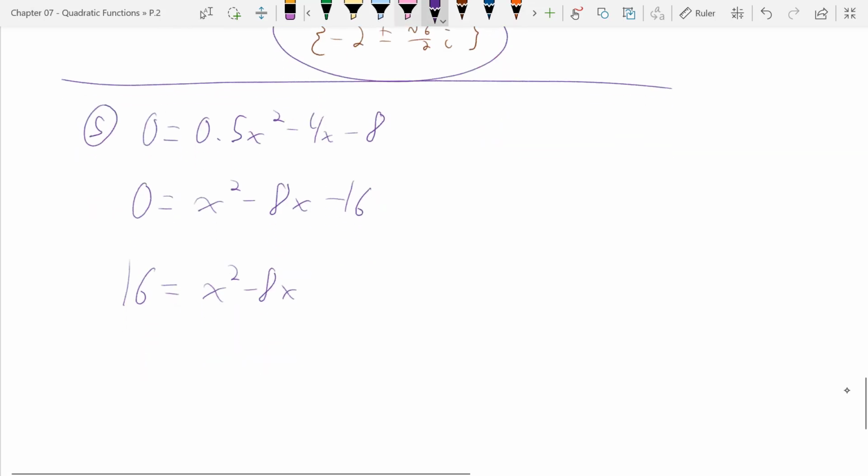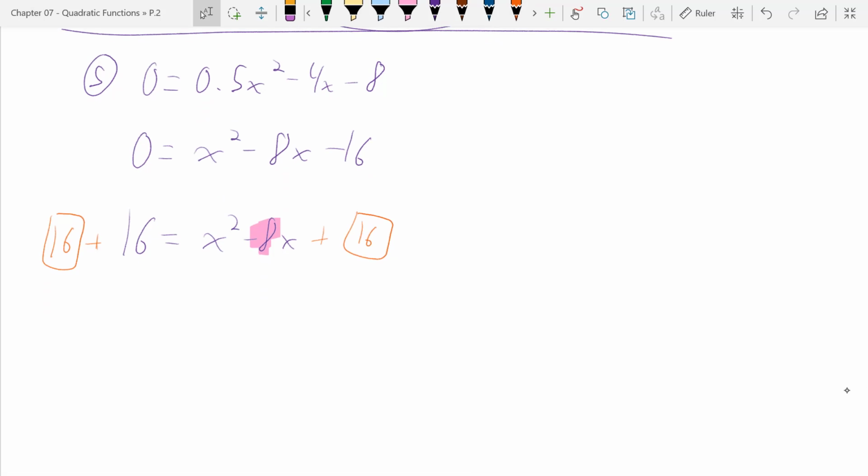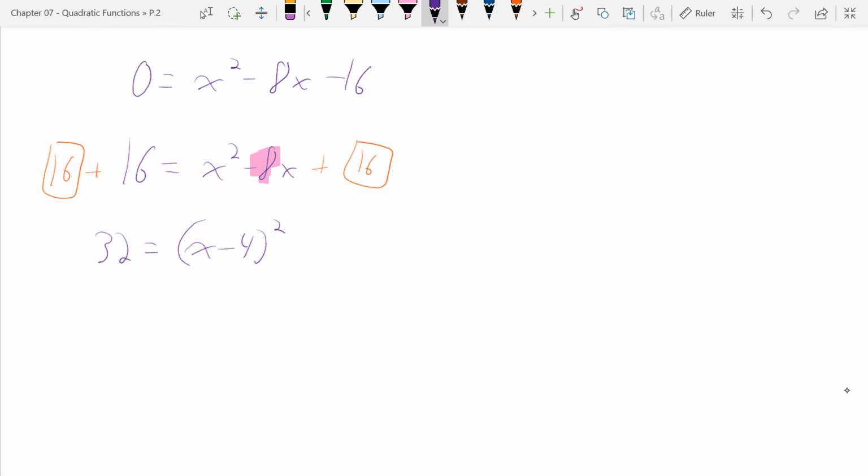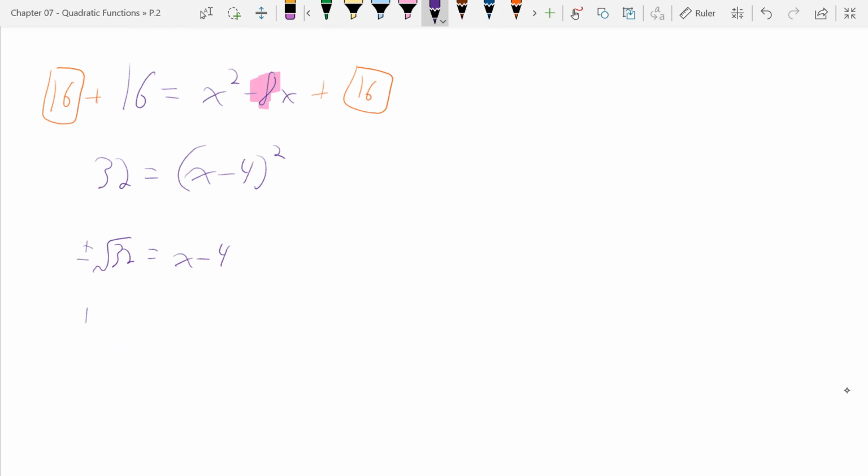I want to take half of negative 8, square it. That's going to be 16, meaning I need to add 16 to both sides. So we're going to do plus a 16, plus a 16. That's the number that we add. Left side becomes 32. Right side factors into x minus 4 quantity squared. Now I'm going to take a plus or minus square root, so plus or minus root 32 is equal to x minus 4. And I get plus or minus 4 root 2 is equal to x minus 4, or x is equal to 4 plus or minus 4 root 2.